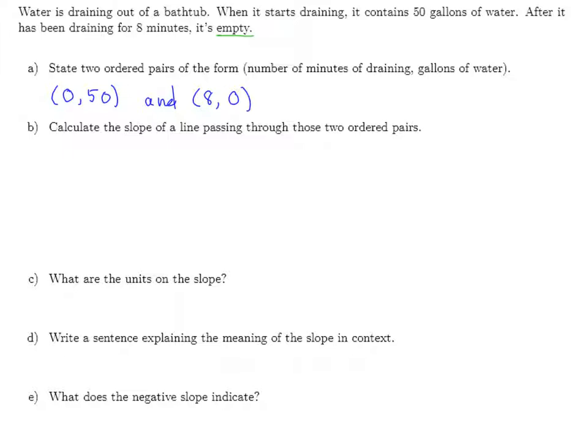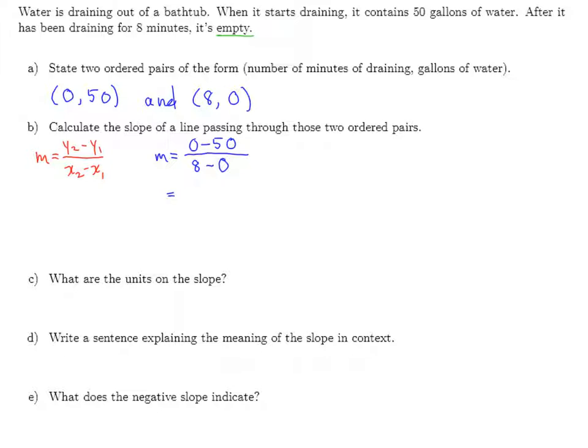Next, we're going to calculate the slope of a line passing through those two ordered pairs. So again, our formula for slope, we can write m equals y2 minus y1 over x2 minus x1. And that's going to tell us the change in our outputs relative to the change in our inputs. So for these points, we'll use 8, 0 as the second data point and 0, 50 as the first. So that second y value is 0 and the first y value is 50. So in the numerator we'll have 0 minus 50. And in the denominator, our second x value is 8 and our first x value is 0. So I'll have 8 minus 0.